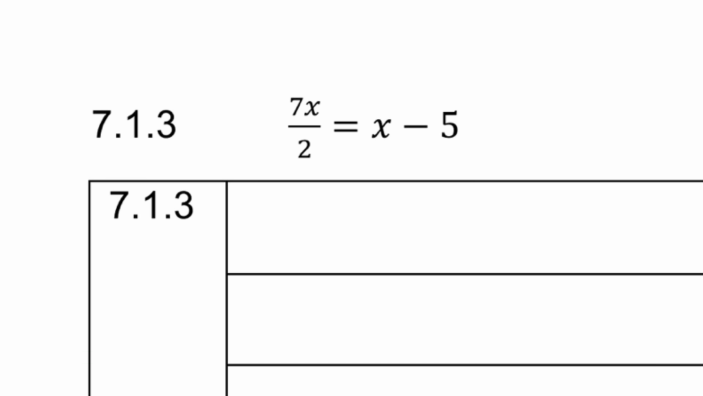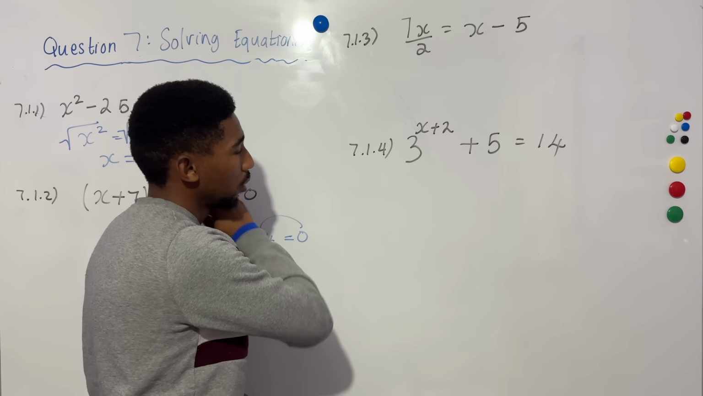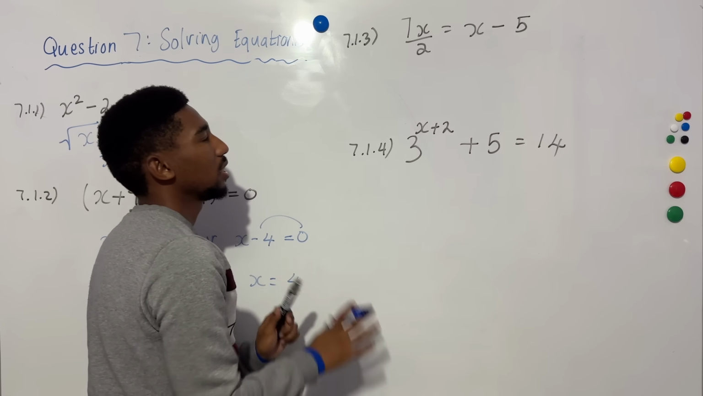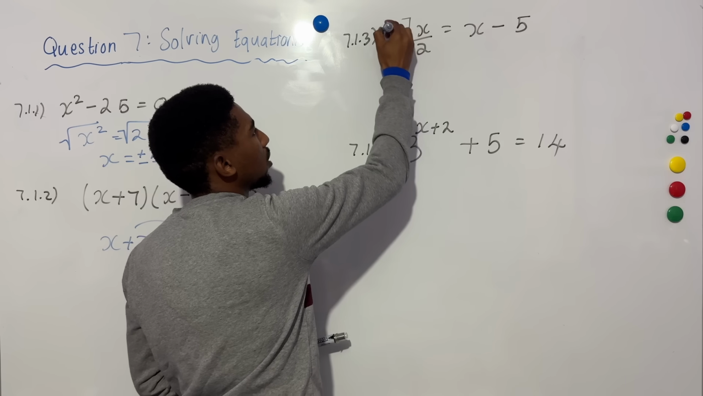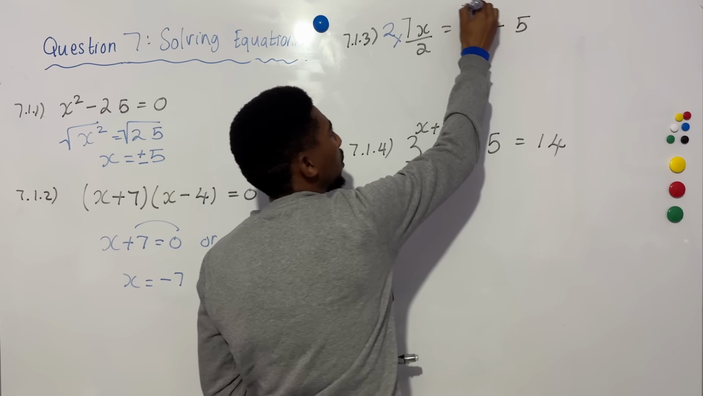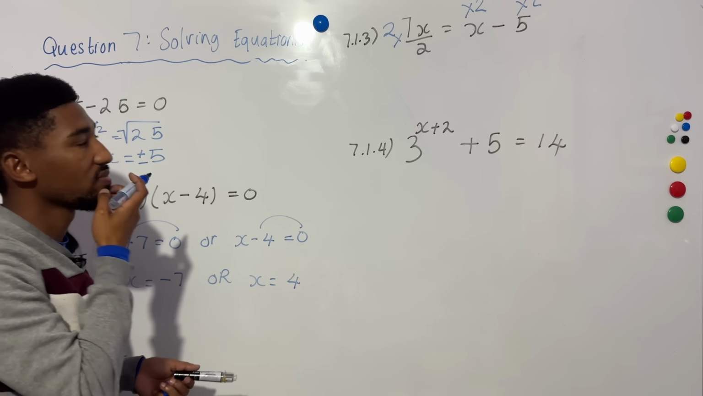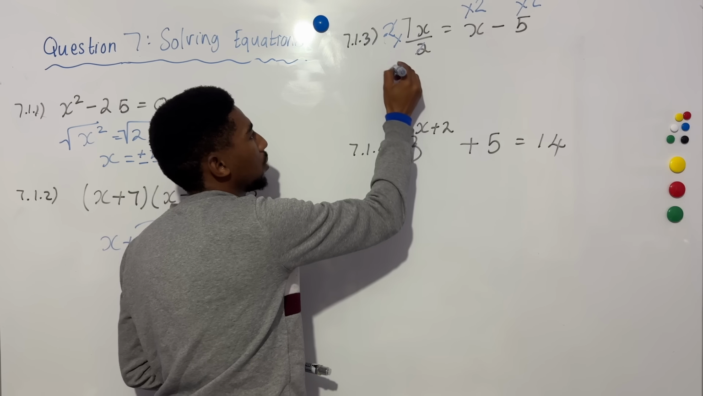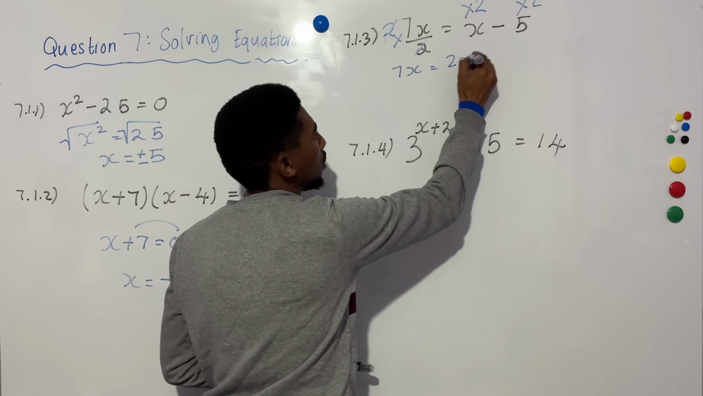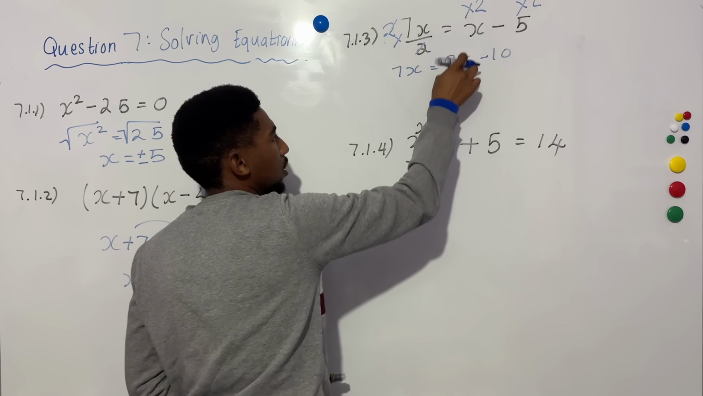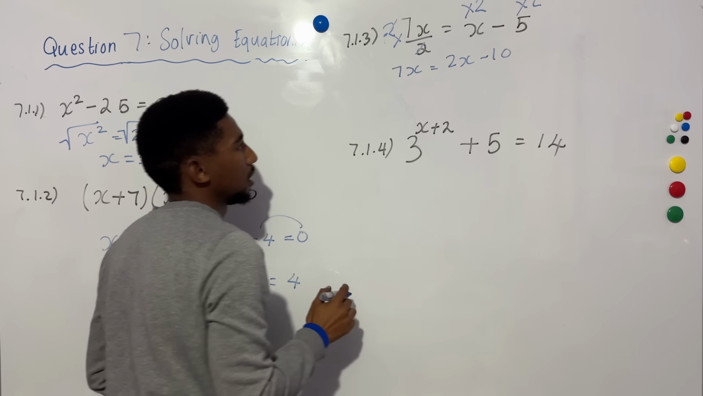Now, 7.1.3, we have 7x over 2 equals to x minus 5. Now, we have divide by 2 there. So, firstly, we do not want any denominators. So, to get rid of it, we're going to multiply it by 2. But when you do that, you multiply every single term by 2. It's a rule. So that 2 there will cancel. You have 7x equals to 2x minus 10. Okay? Because 2 times x is 2x, 2 times 5 is minus 10.